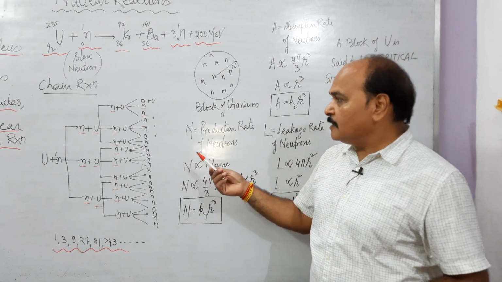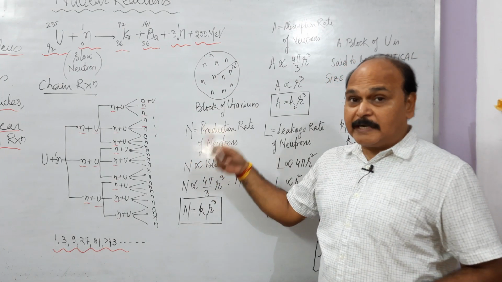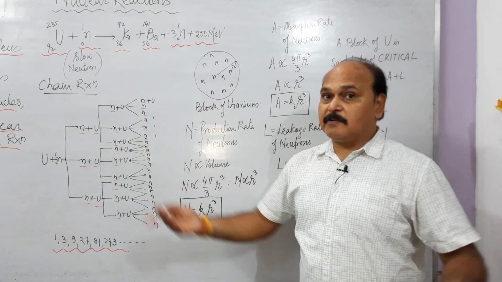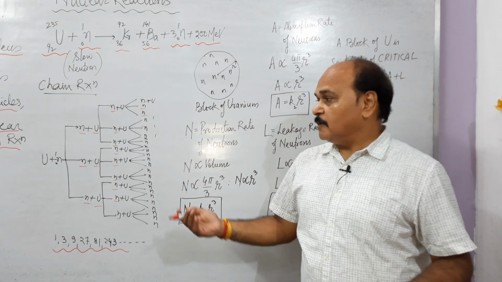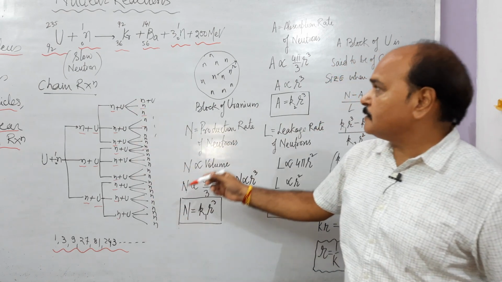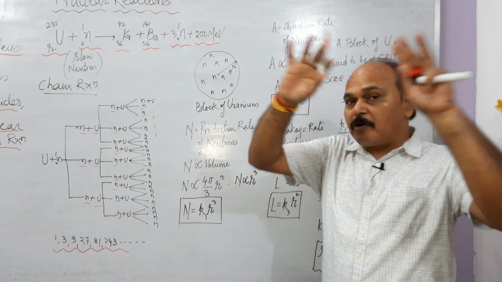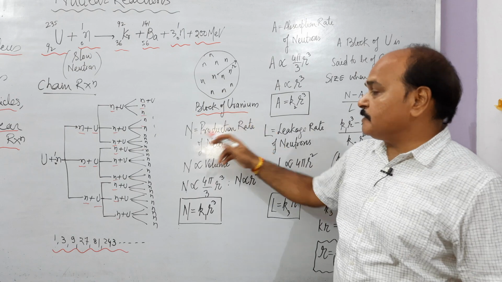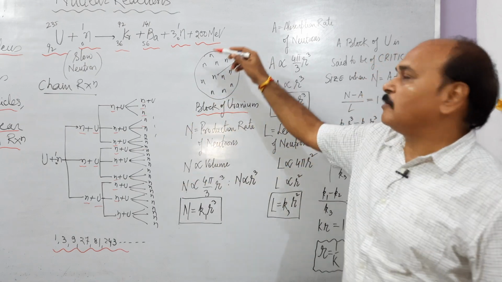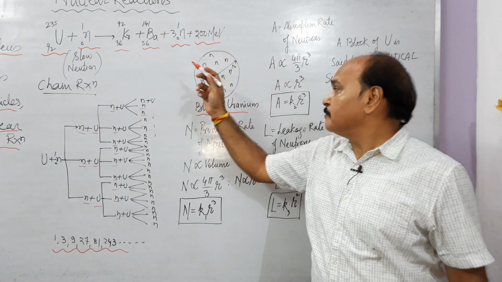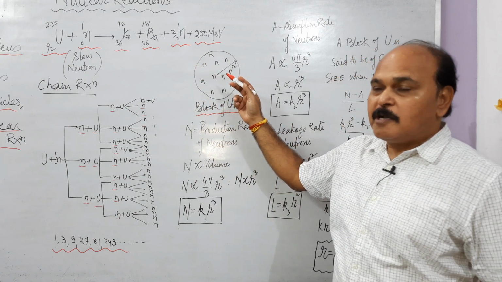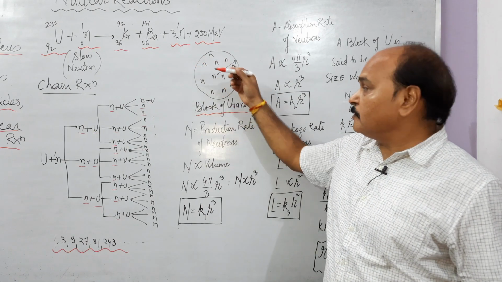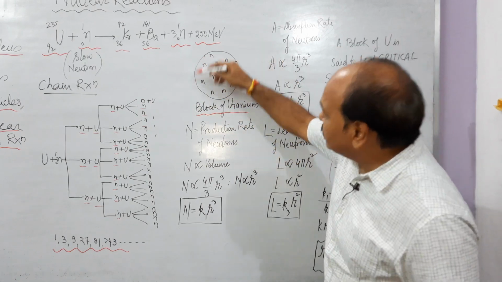Children, let us understand the condition under which this chain reaction is going to sustain itself. When this nuclear fission reaction takes place, it takes place throughout the block of uranium. This is a block of uranium. This fission reaction takes place throughout the block of this uranium fuel, and since the reaction takes place throughout the block, neutrons are produced throughout this volume.